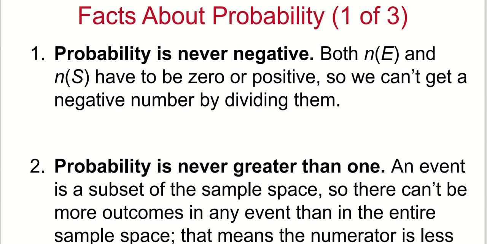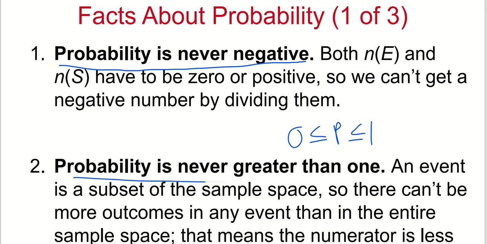A couple general facts about probability is that, first of all, probability will never be negative. Anytime we compute a probability, it always has to be either 0 or bigger. And furthermore, it can never be greater than 1. So anytime we compute a probability, probabilities will always have values in between 0 and 1.